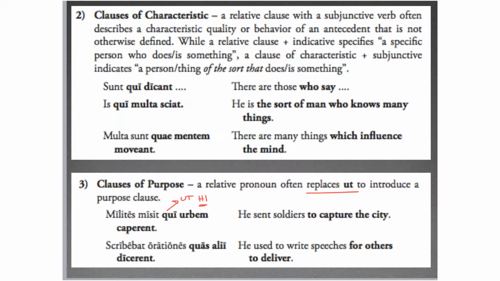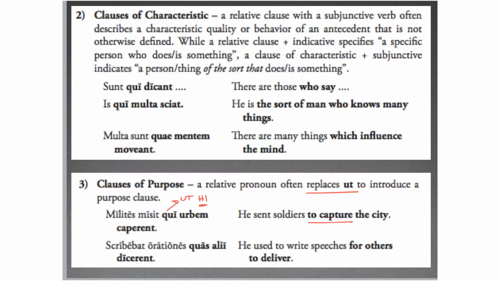So he sent soldiers to capture the city, or sort of whose job it was to capture the city, or who are to capture the city, something along those lines. It's a little tricky in English to maintain the subjunctive, the difference between a relative clause of purpose and a regular purpose clause, and you don't necessarily need to. But there you can see that standard purpose clause translation.